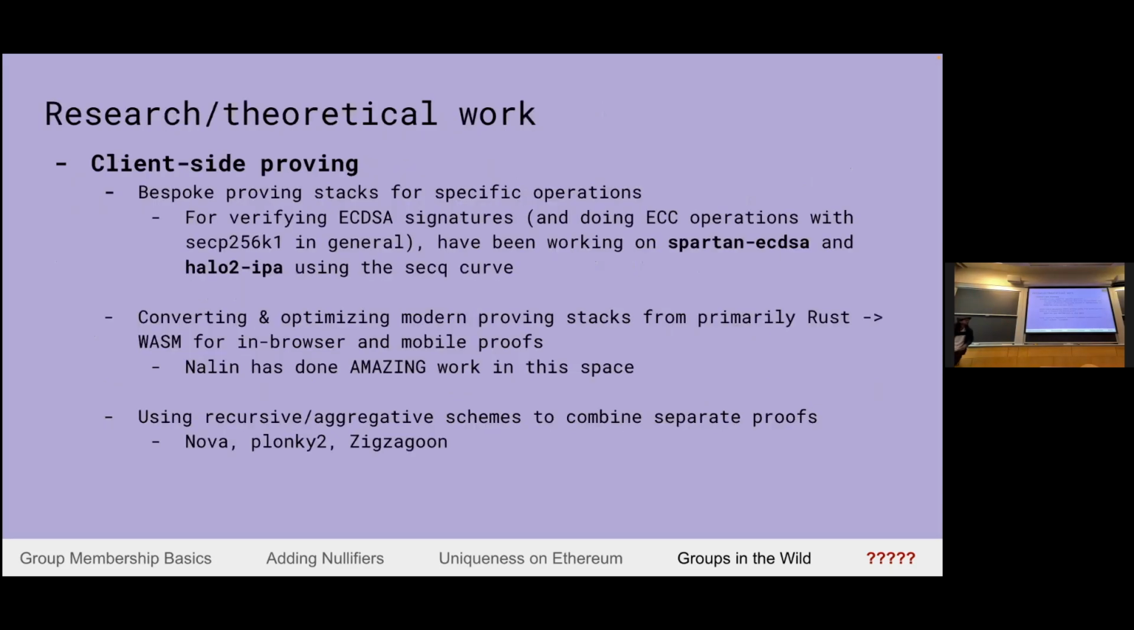Cool, so there's a bunch more theoretical work going on in this space as well, where we're working together to improve various things with proving stacks and make them a lot more efficient. And I know Vivek knows a lot about this stuff if you want to contribute.